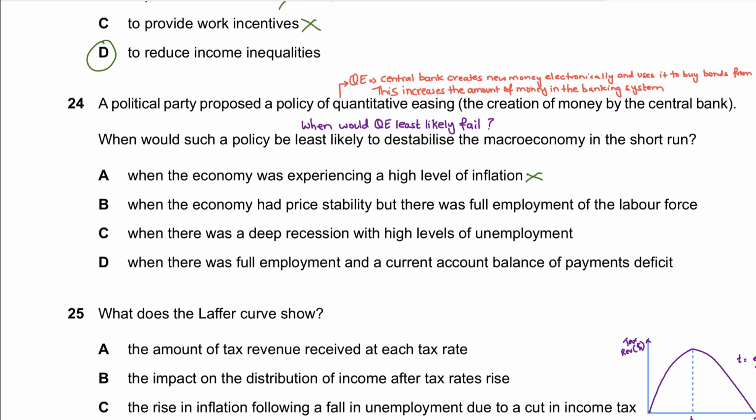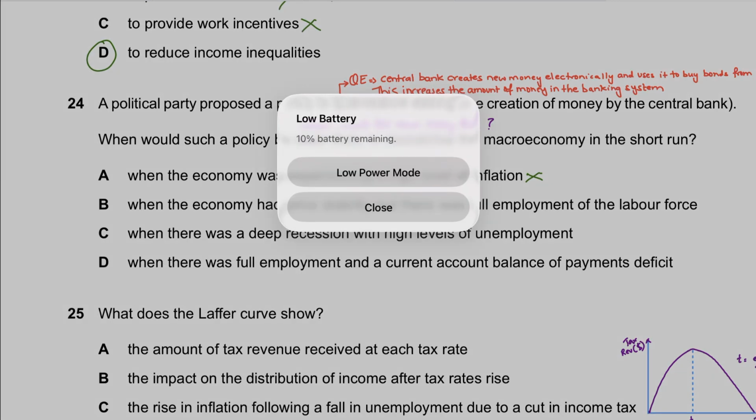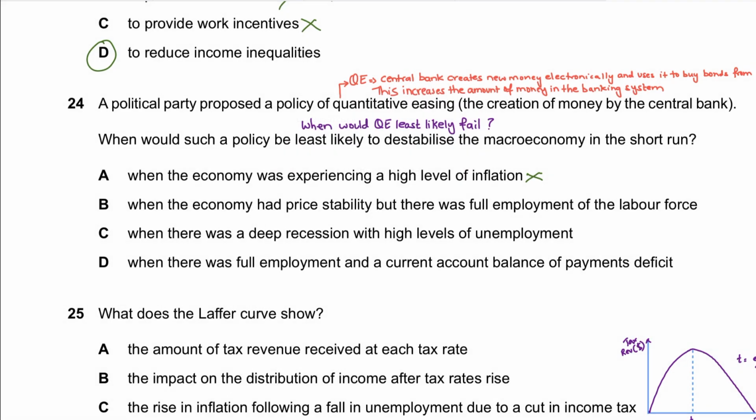Full employment with current account, option D says when there was full employment and a current account balance of payment deficit. The thing is that if you do quantitative easing here, it would increase spending and imports, because when you do quantitative easing, national income would rise and that would increase incomes, and again it would mean more imports as well, because higher national incomes increase imports, because spending goes up, so more withdrawals go up as well.